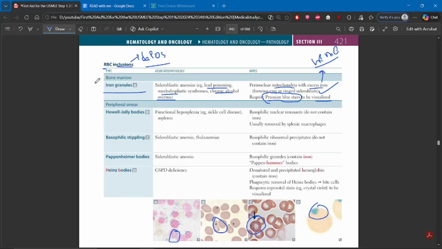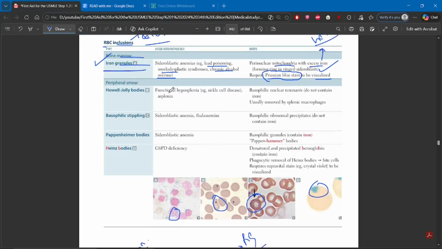So this is the only bone marrow inclusion that you're going to see. These you're going to see when you take RBCs out from the bone marrow, basically, right? So keep that in mind. Peripheral smear, which is normally taken from peripheral blood, you're going to see these inclusions.